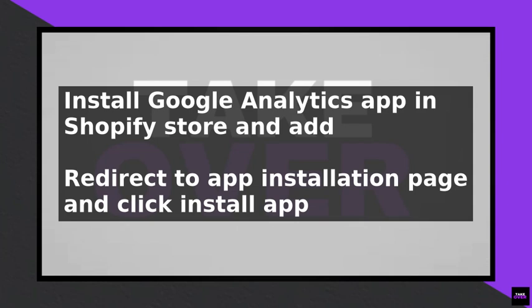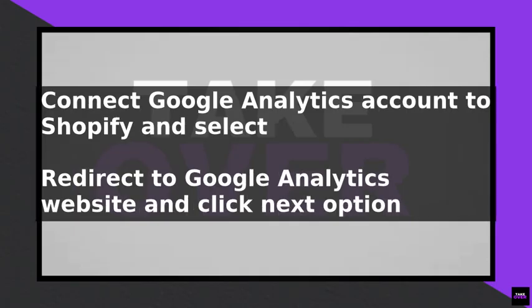Then, set up data streams in Google Analytics. A data stream is a source of data in Google Analytics. To set up a data stream, go to the admin section of your Google Analytics account and click on Data Streams. Click on Add Stream and select Web. Enter your website URL and select your stream name.